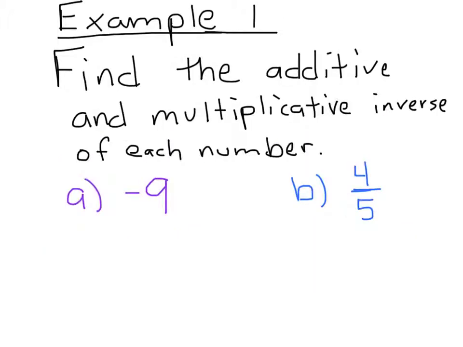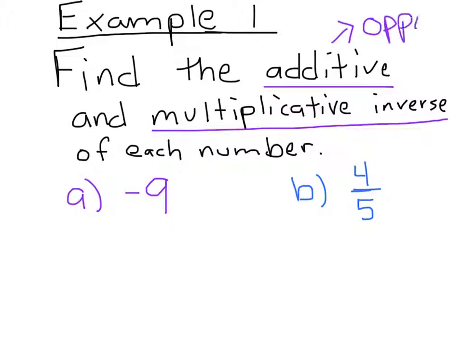Now we are going to use what we just talked about, all those properties, to do example 1 here. Example 1 says find the additive and multiplicative inverse of each number. Remember, the additive inverse is the same thing as the opposite, and also remember that the multiplicative inverse is the same thing as the reciprocal.